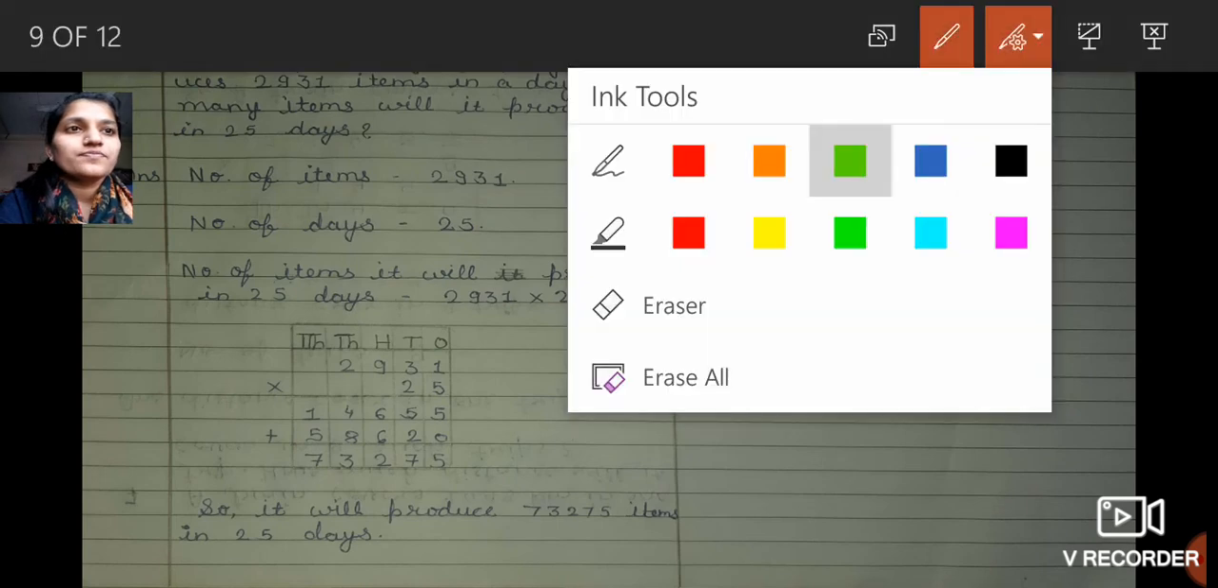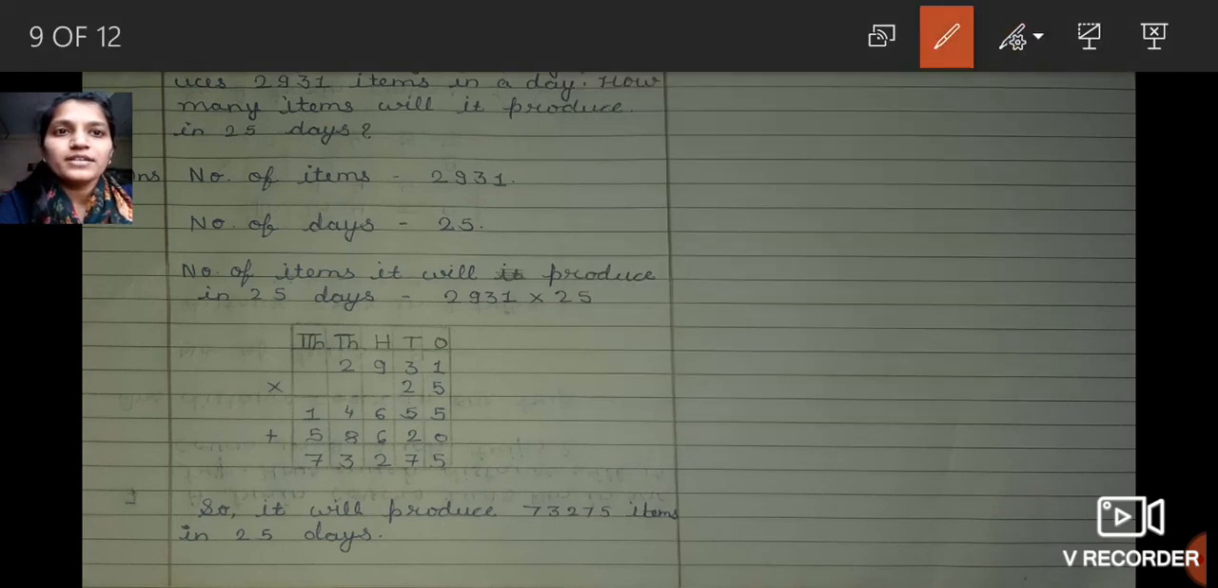2,931 into 25. Okay, so first of all we are going to multiply 2,931 into 5 and then into 2. So 5 ones are 5, 5 threes are 15. 5 here I have written, 1 will be carry over. Then 5 nines are 45. Yes, and 45 plus this one, 46. So 6 I have written, 4 will be carry over. 5 twos are 10, and 10 plus this 4, 14. So 14 I have written.